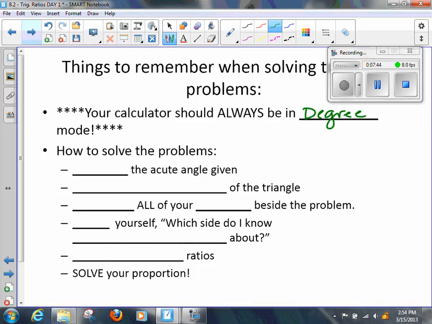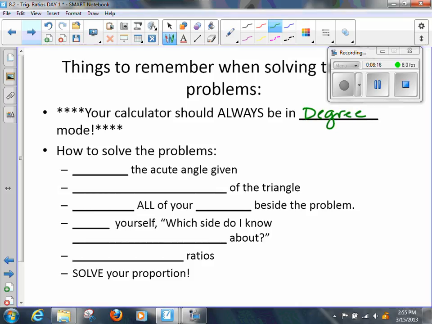Hit the mode button at the top of your calculator, and you should see normal, float, radian. Do you see the line that says radian? If you go to the side, to the right, you want to highlight degree and hit enter. If your calculator is not in degree mode, you're going to get the wrong answers.